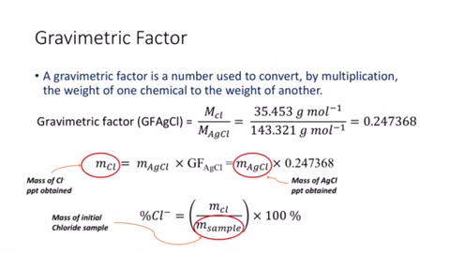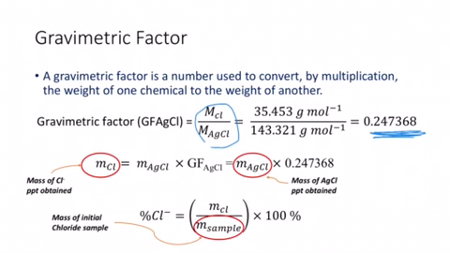In your lab report, you will need gravimetric factor in order to calculate the percent chloride in your unknown sample. A gravimetric factor is a number used to convert the weight of one chemical to the weight of another. For example, the gravimetric factor for silver chloride is defined as molecular weight of chlorine over the molecular weight of silver chloride.